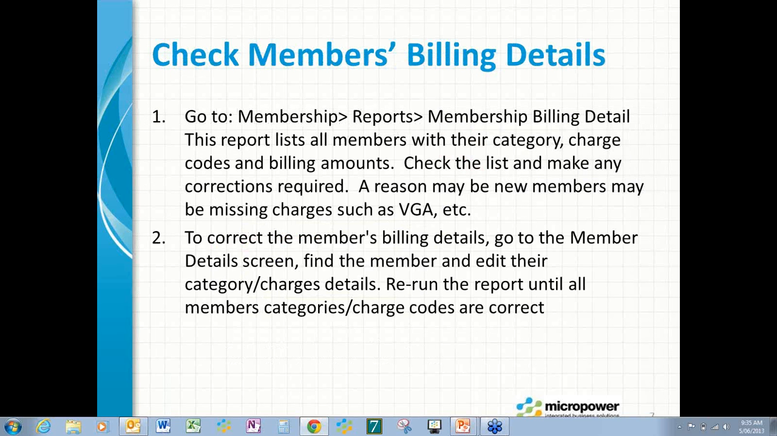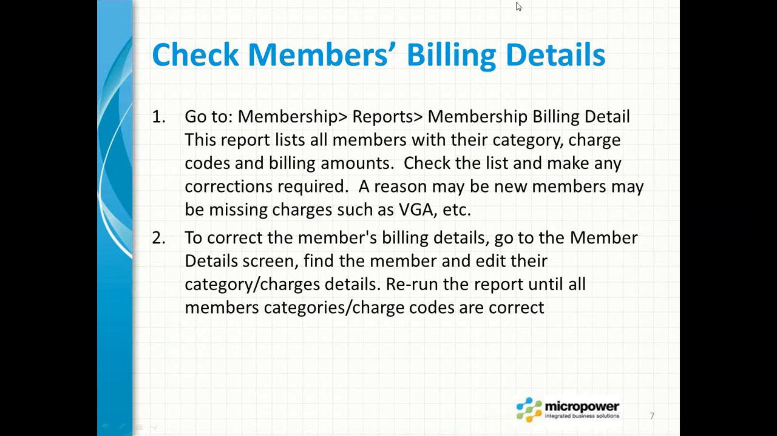So step 5 in the process is to check the member's billing details. This is going to produce a report for you where you can check all the members with their categories, their charge codes and their billing amounts. You can check this list and make any corrections if required. An example: a new member may be missing some charges, so you can go ahead and add those charges to those specific members that need them.